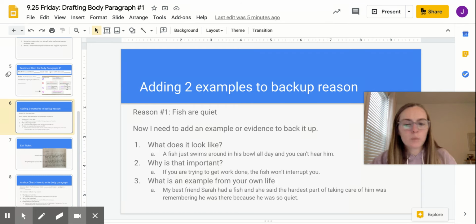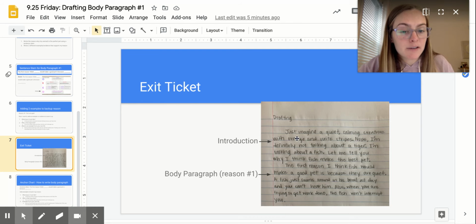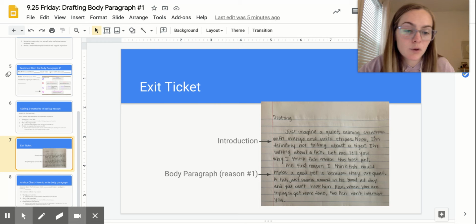Friends, but where would I put this in my writing? Where should I put my examples? Well, if you see, I wrote my introduction. I had my first reason. The first reason I think fish would make a good pet is because they are quiet. And now I wrote my 2 examples right under my first reason. I said a fish just swims around in his bowl all day and you can't hear him. Also, when you are trying to get your work done, the fish won't interrupt you. Those are my 2 examples that backed up my reason.